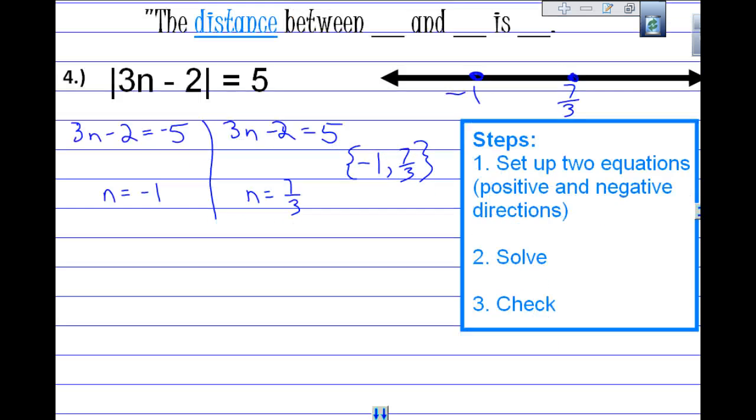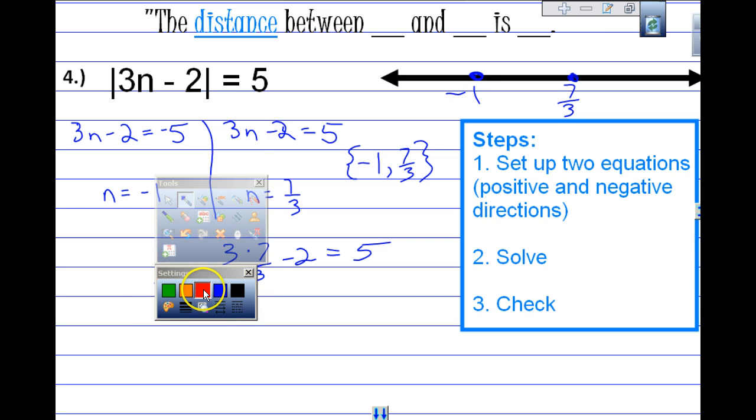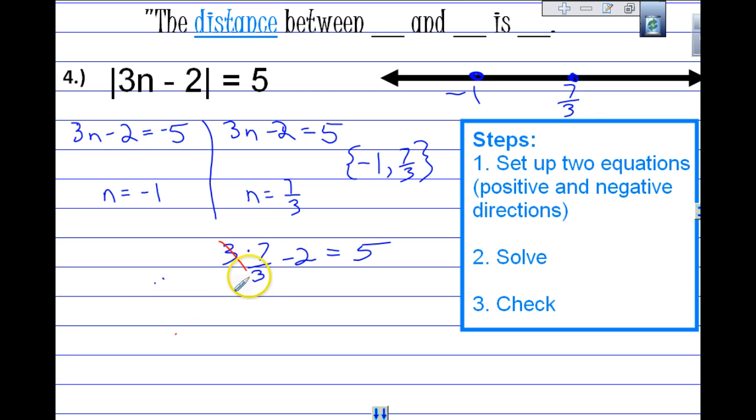And just in case we're not sure about the check with the fraction, here's how that would look. It'd be 3 times 7 divided by 3 minus 2 equals 5. This is what a check would look like. And I warned you on Tuesday, don't stop at this point and say, well, look, I'm done because I got the answer. Prove it's the right answer.